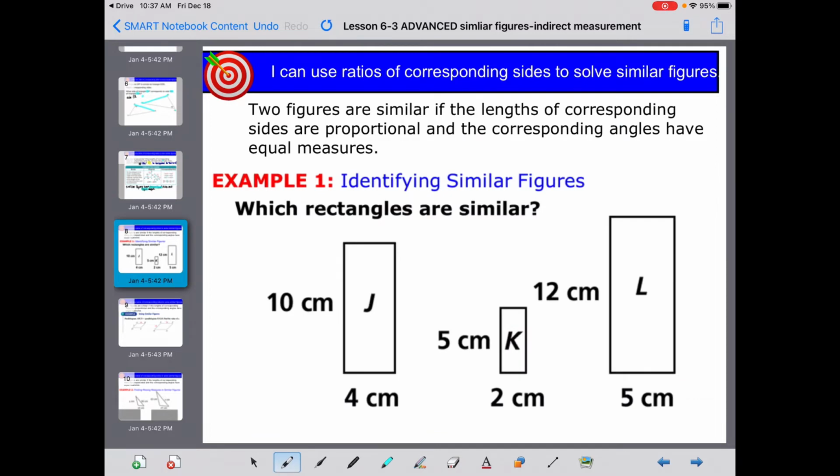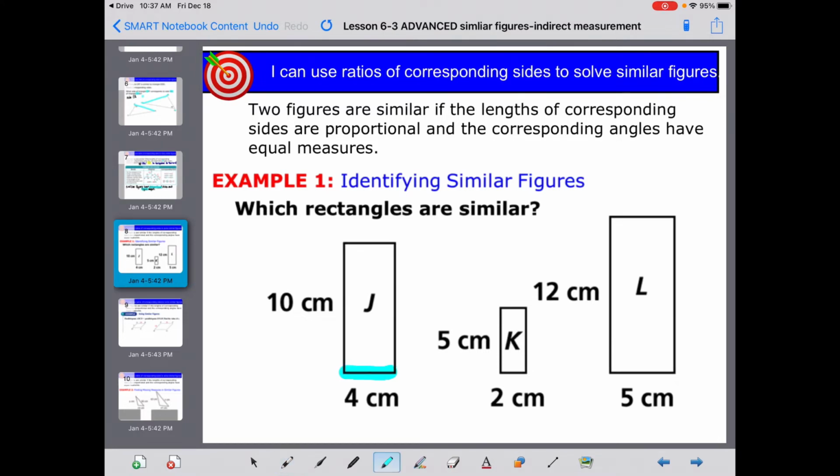All right, so knowing that all the angles must be equal and the sides must be proportional, I can use that as a test to tell if two shapes are similar. So sometimes they look like they're close, but they're not actually.